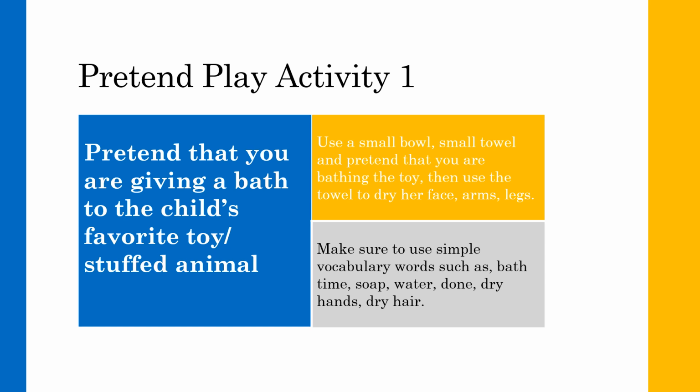Pretend that you are giving a bath to your child's favorite toy or stuffed animal. Use a small bowl, small towel, and pretend that you're bathing the doll or the toy. Then use the towel to dry her face, arms, legs, and we want to make sure to use simple vocabulary words such as bath time, soap, water, done, dry hands, dry hair.